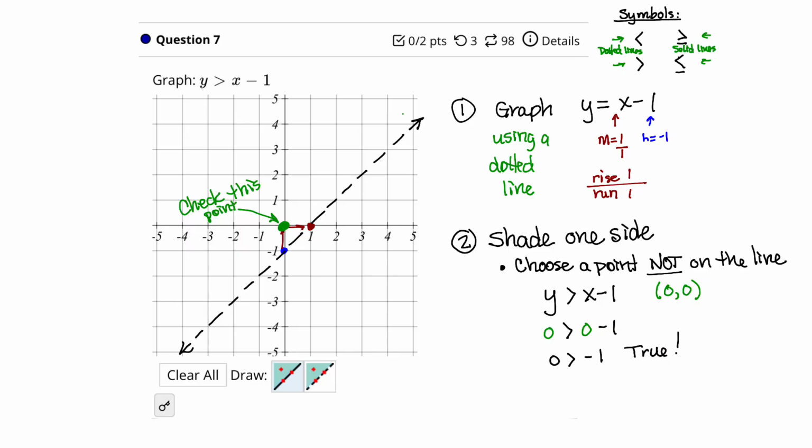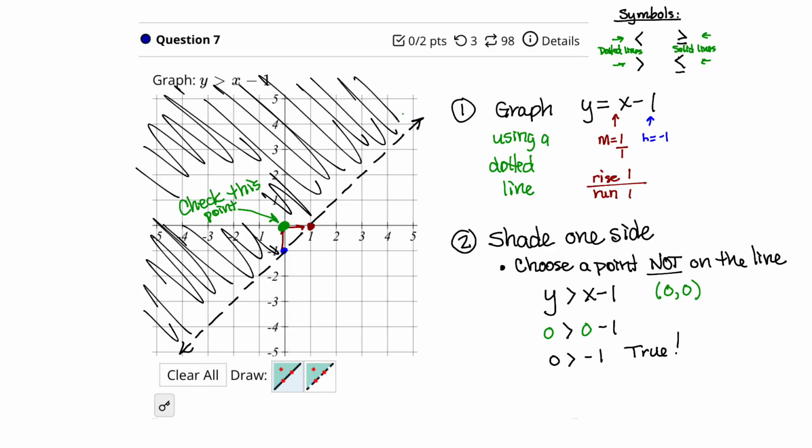Okay, so this one's true, which means then that this point that we checked needs to be in the part of my graph that I shade. Okay, so this was true, so it needs to be shaded up here so that green dot is included in the shading. And that's absolutely horrible shading, but you get the idea. Okay, so back to canvas.